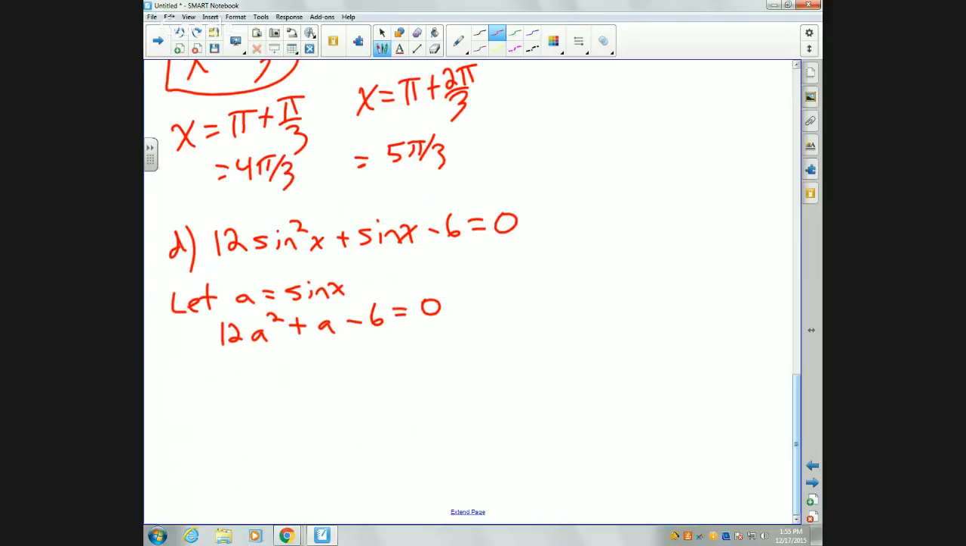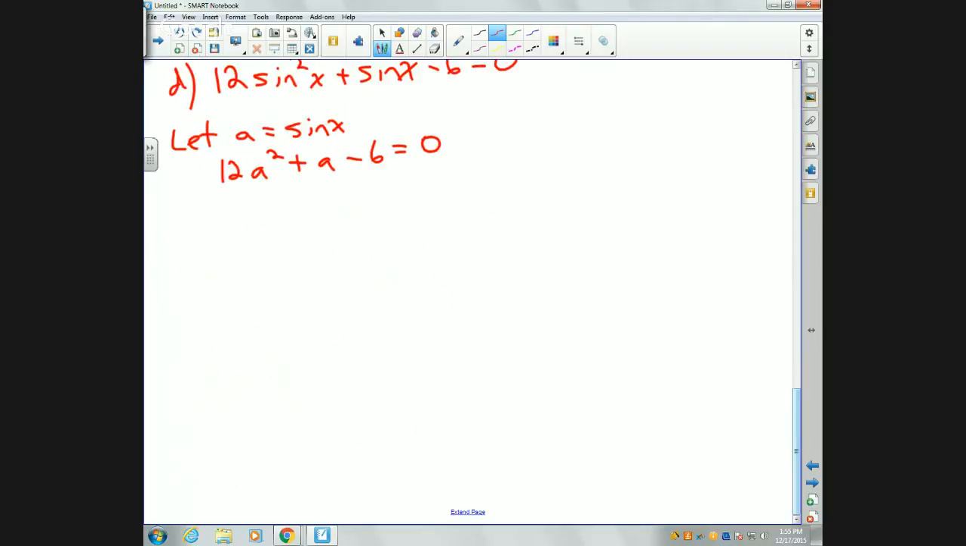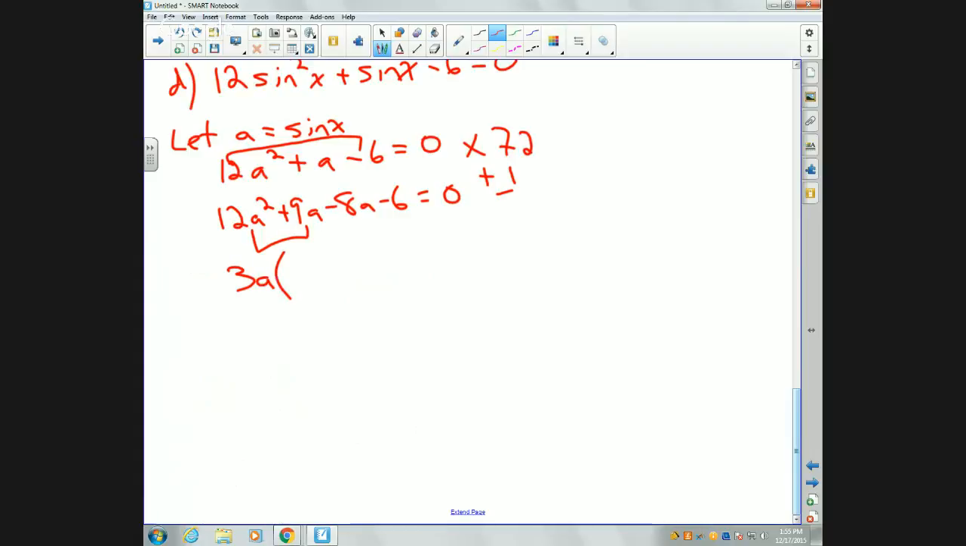You don't need a formula. You can factor that. I couldn't factor. I tried over and over and over again. So it has to multiply to 72 and add to positive 1. So I'm thinking 8 and 9. I think I have that backwards though. It needs to be plus 9a minus 8a. Yeah, I was confused because I was pretty sure it was factorable.